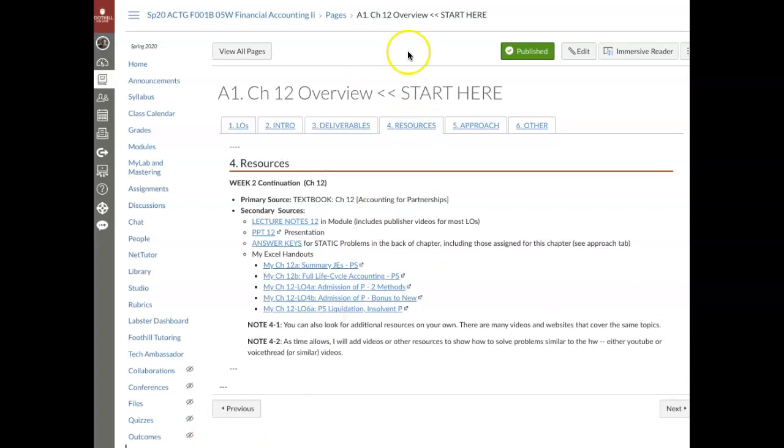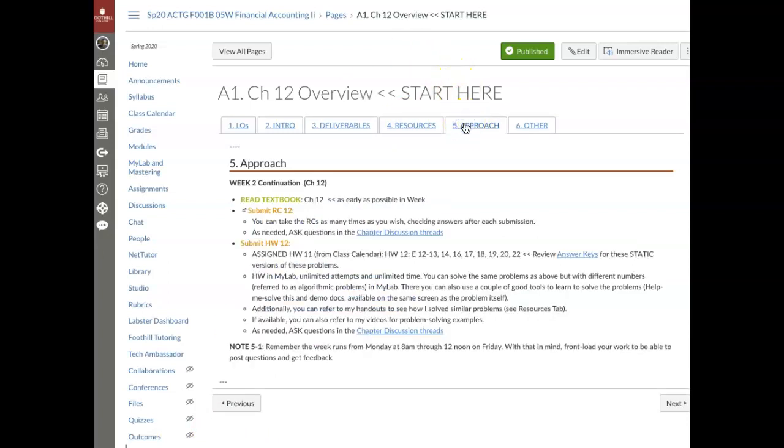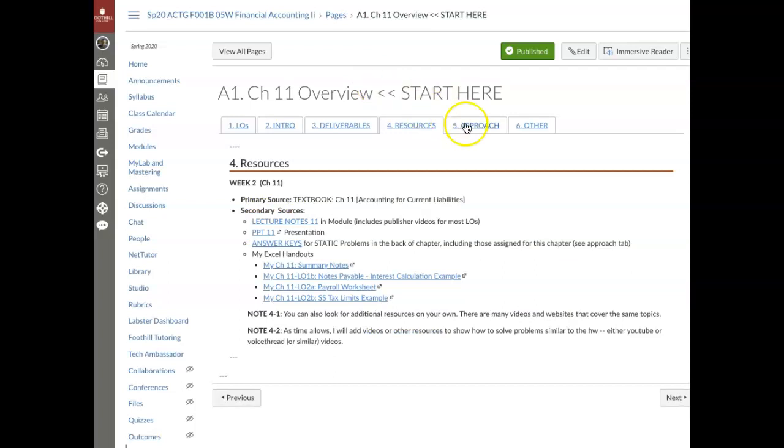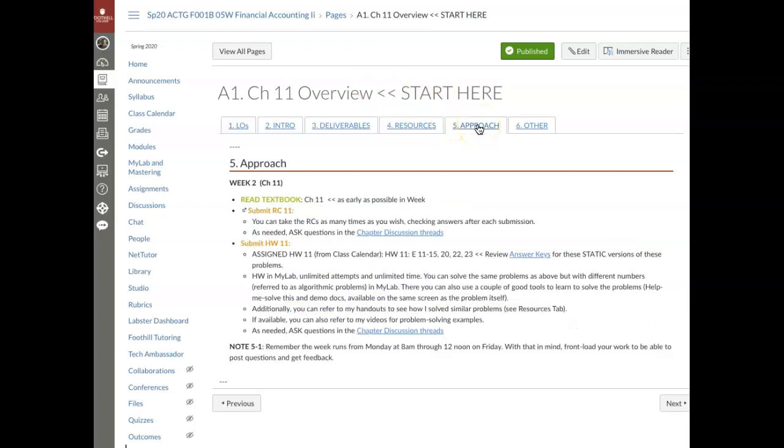As before, Tab 5 suggests an approach to your reading and homework practice. There are several resources, as mentioned before, that you can opt to use to learn the material. Only you know what is your preferred way to plan and execute and to deliver the assignments by the deadlines.